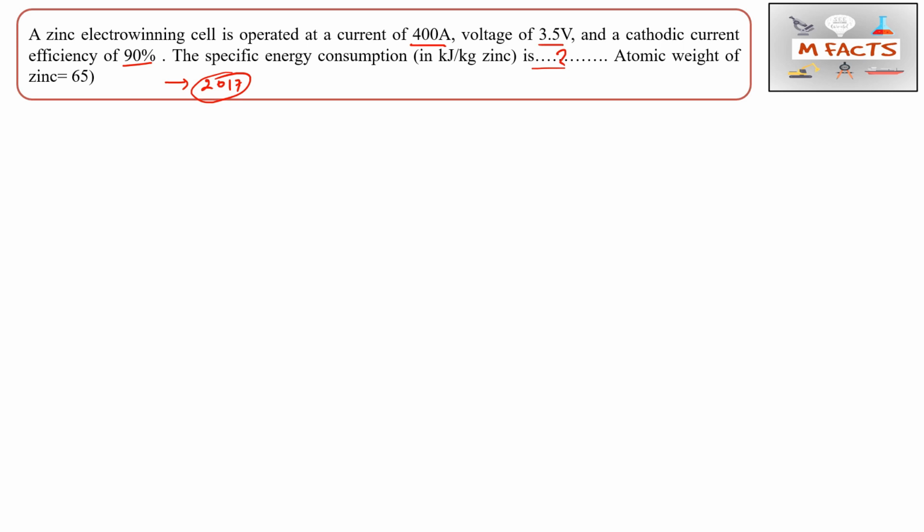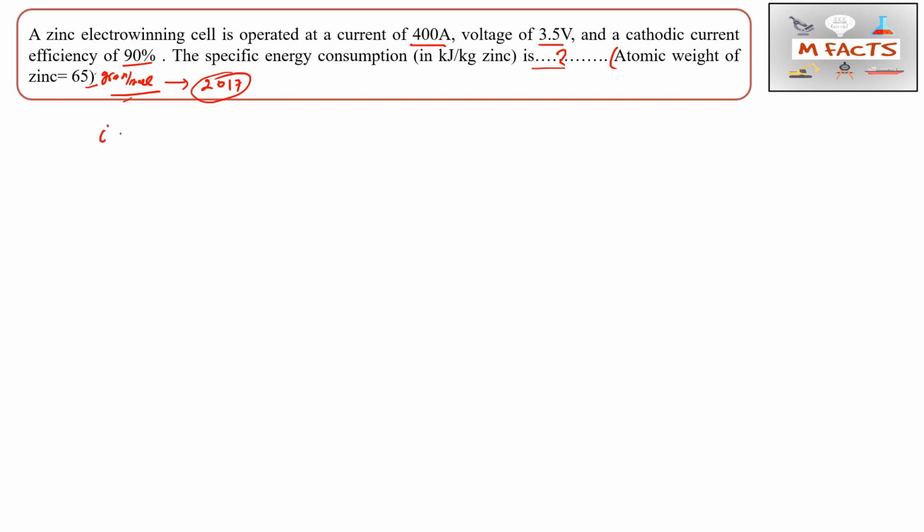The atomic weight of zinc is also given here, and they did not give the unit of the atomic weight of zinc, so you may consider it as gram per mole. Okay, so this is the unit of the atomic weight of zinc. Generally they don't give the unit of the atomic weight. Okay, so first of all we will try to write down the given data.